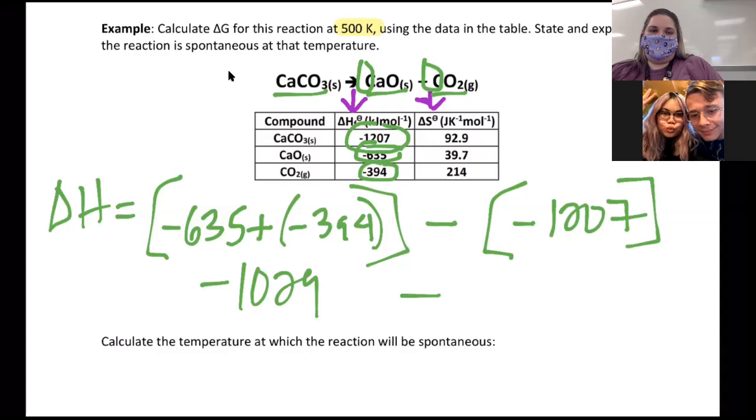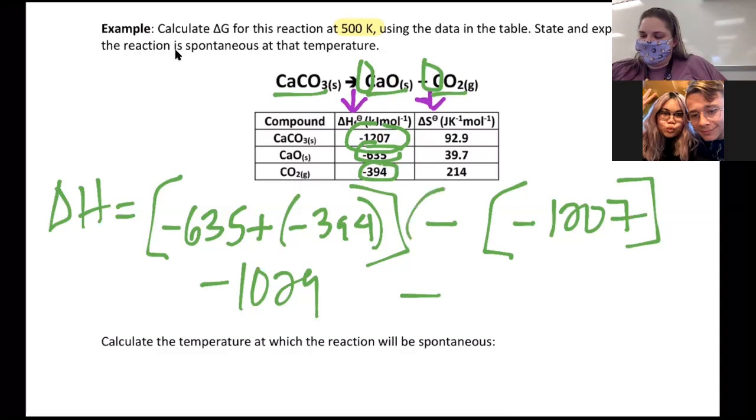You there? Time. Wait, aren't you going to change it to adding? Yeah, minus minus. Exactly.